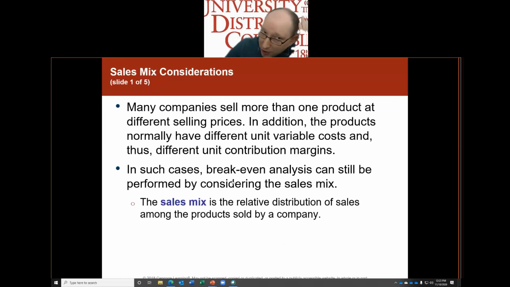Okay, quick considerations. Sales mix. For those of you who have already taken a marketing course, you know that sales mix makes up the different products that you sell at different prices. That's your sales mix. You probably learned that in Intro to Business as well. Given your sales mix, based off of the different products that you sell, it tells you how much of each product you need to sell to break even.